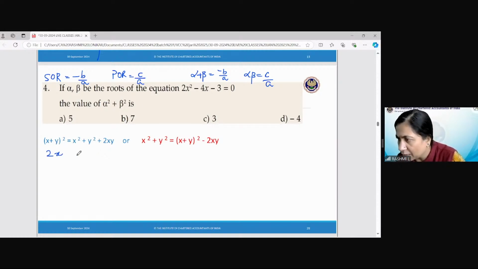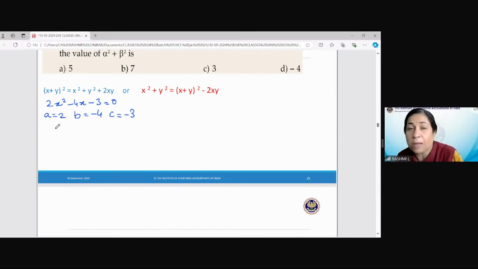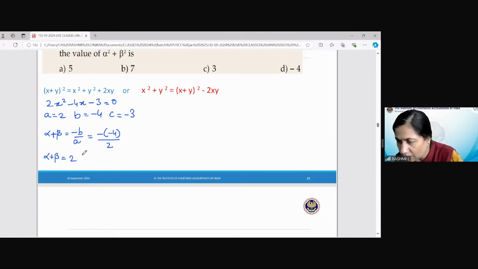2x square minus 4x minus 3 is equal to 0. A is equal to 2, B is equal to minus 4, C is equal to minus 3. Now alpha plus beta. यहाँ पे हमें roots नहीं निकालने हैं, हमें direct value निकालनी है alpha square plus beta square. So alpha plus beta, sum of roots, is minus b by a. How much is this? Minus of minus 4 upon 2. So alpha plus beta is minus into minus is plus, plus 4 upon 2, answer is 2.